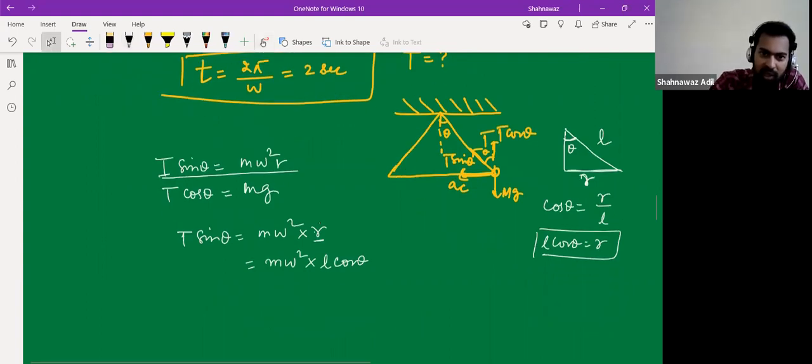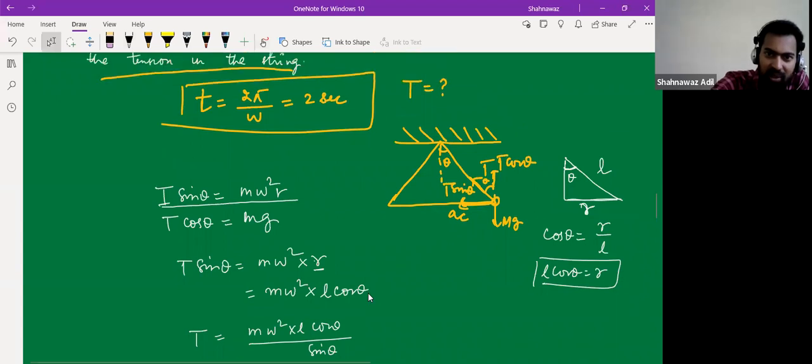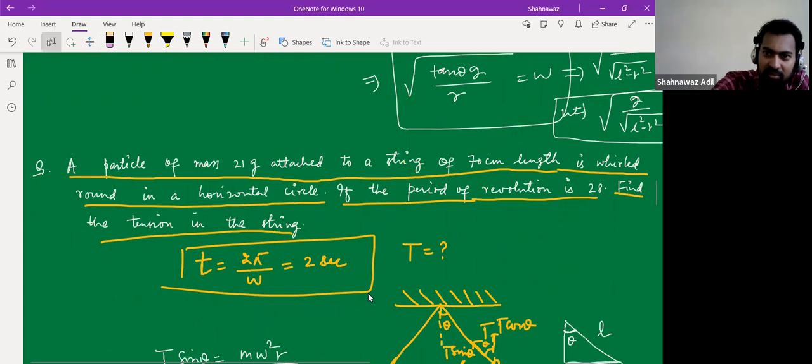So T sin theta will be what? T will be m omega square L cos theta by sin theta, right? And what do we know? We know that, right. So we calculated omega.